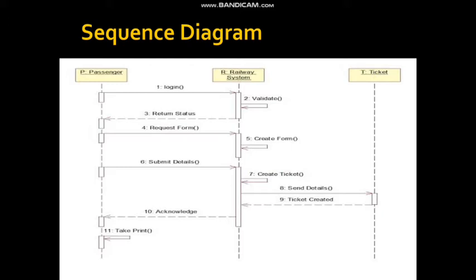The passenger first needs to log in to the system, and the railway system validates the login and returns the status to the passenger. Then the passenger requests the form for online ticket booking. Then the railway system creates a form and submits it to the passenger. Then the passenger submits the details and the railway system creates a ticket and sends details to the admin. And the admin validates the details and creates the ticket. Then the railway system acknowledges to the passenger that the ticket is created. Then the passenger takes a print of the ticket.